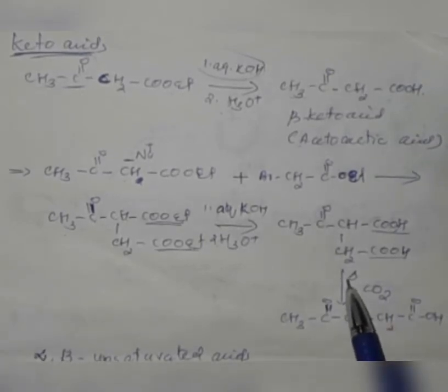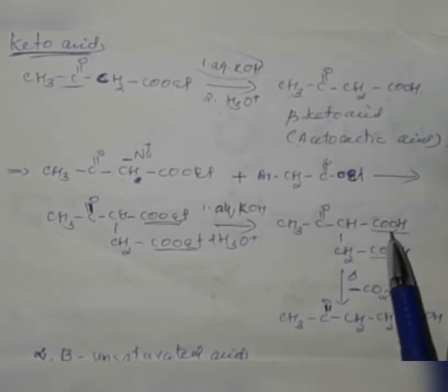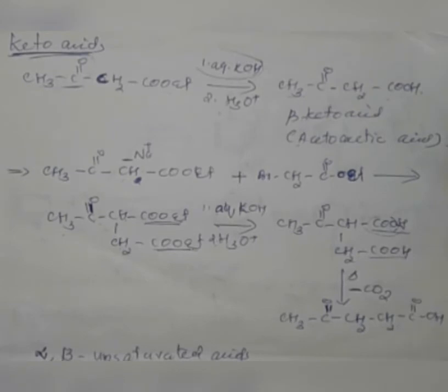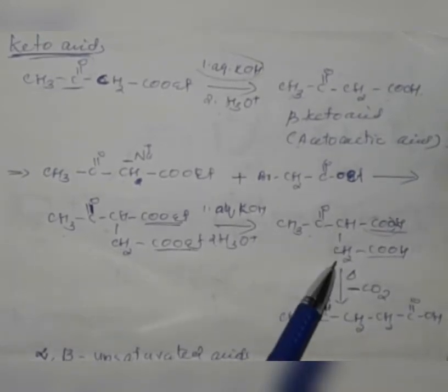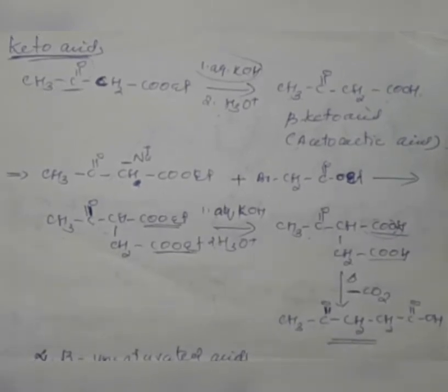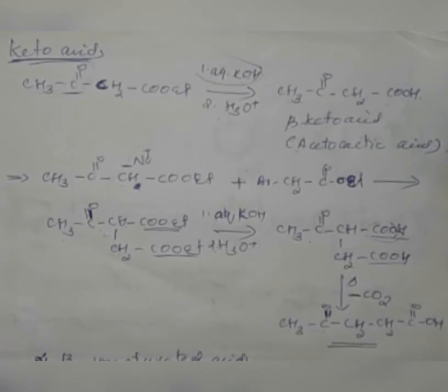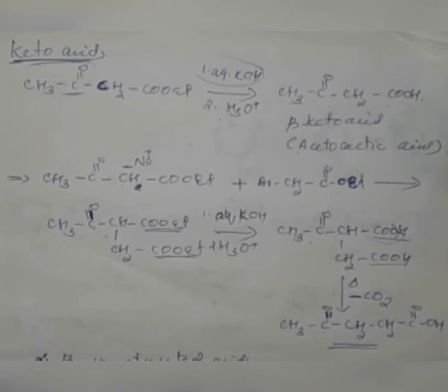On heating, one molecule of carbon dioxide is eliminated from here. So we can get CH3, C=O, CH2, CH2, COOH. It is a keto acid. Okay, this is the synthesis of keto acid. So by selecting different alkyl halides, we can get different haloesters, and we can get a large number of keto acids.